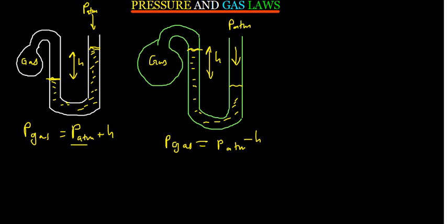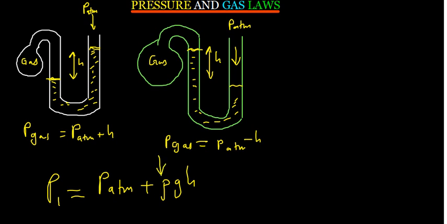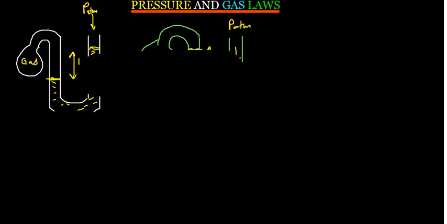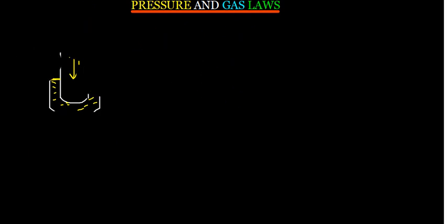So if you are determining the pressure in this setup, the total pressure is going to be atmospheric pressure plus pgh, where this is density of the liquid, gravity, and then height of the column that has risen. So what I want us to understand is just these two equations which I've written here. So the pressure of the gas, depending on how the column is, is going to be given by those two formulas.